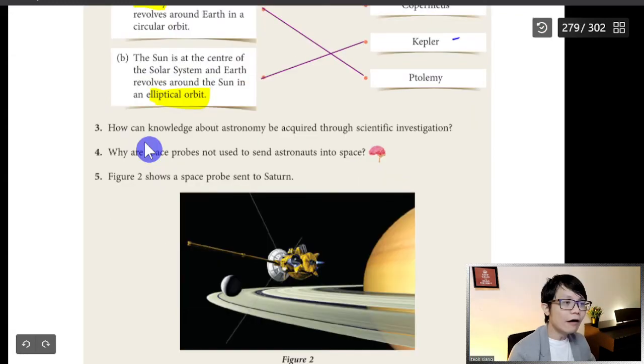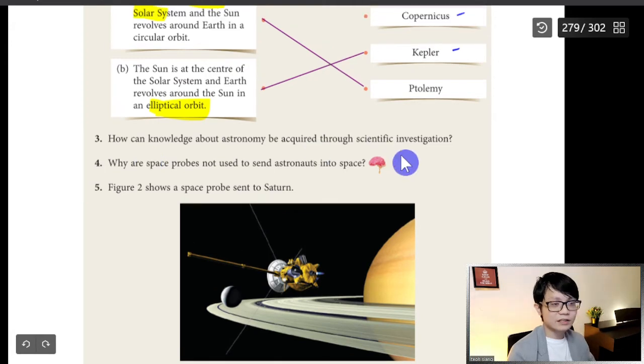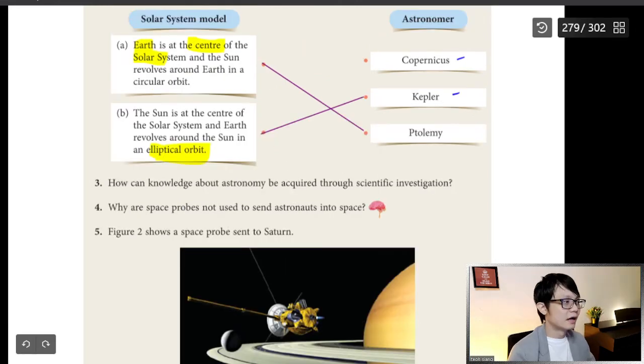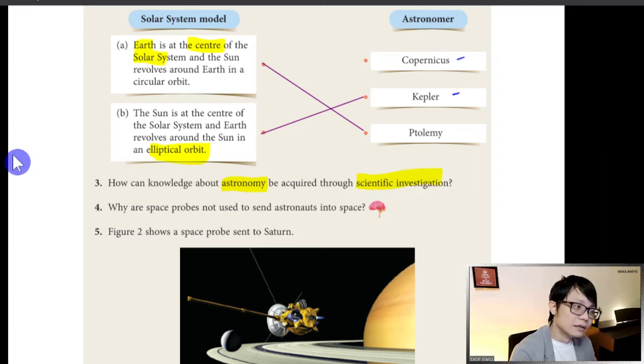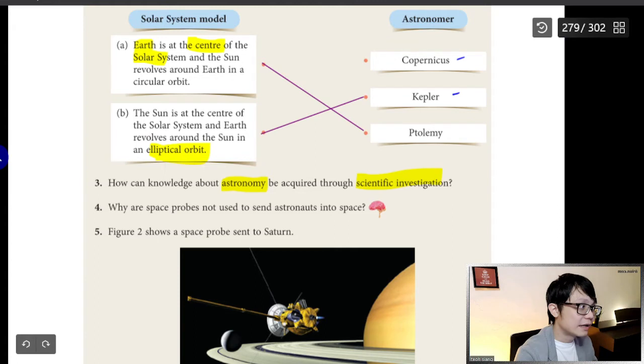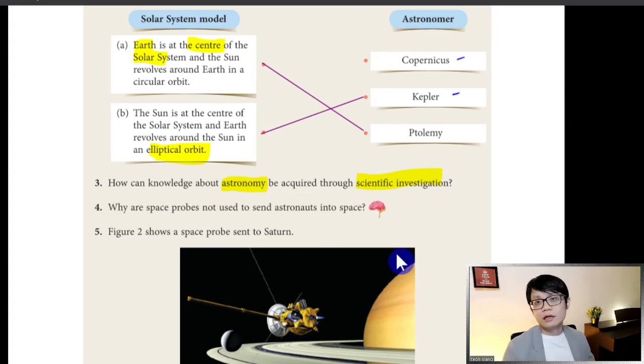How can knowledge about astronomy be acquired through scientific investigation? So this one is also more towards a KBAT question. Okay, so how do you learn, how do you know about astronomy? By scientific investigation. So first we talk about scientific investigation. How do we know science? Usually it's based upon scientific investigation. We are talking about experiments. Correct or not? How do you know a plant needs water? You do an experiment. Plant A gets water, plant B gets no water, the one with water will live, the one without water will not.